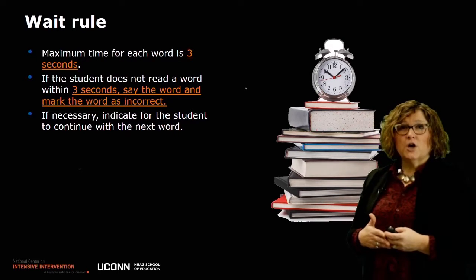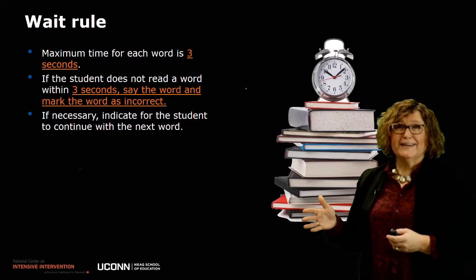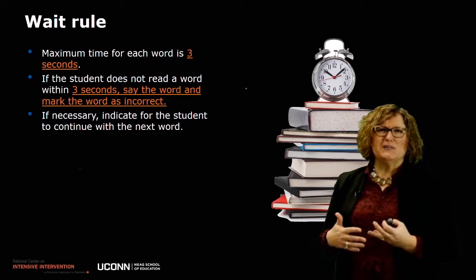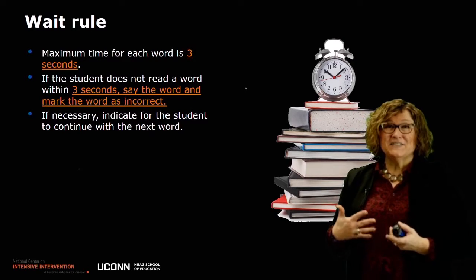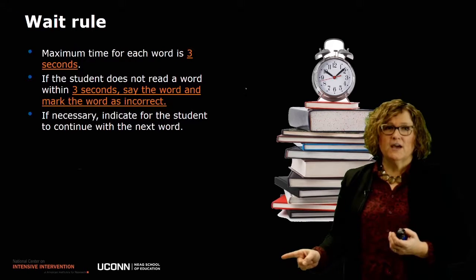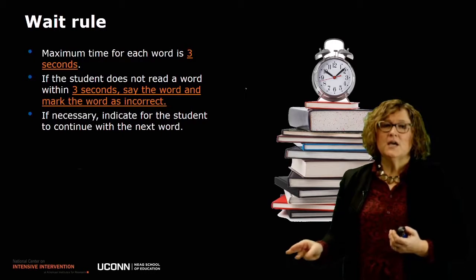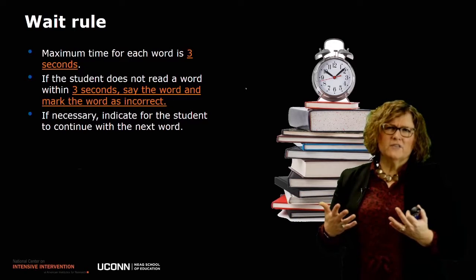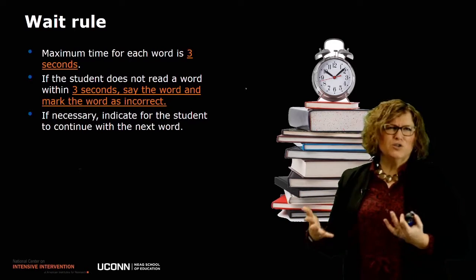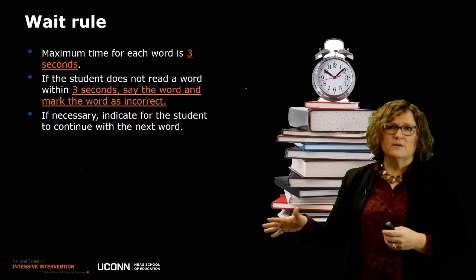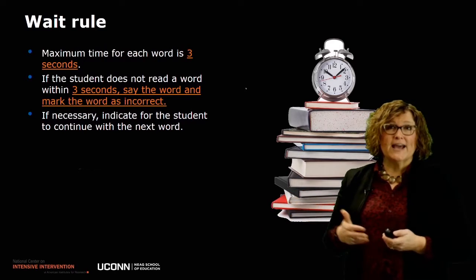As I mentioned a minute ago, the maximum time for each word is 3 seconds. So if they don't say a word within 3 seconds, you're going to say the word and then you mark it as incorrect. And sometimes it's hard to know, like, has it been 3 seconds? So if they're hesitating, I'd either count off to the side. You can sort of put your fingers and count 1, 2, 3. In your mind, you can be counting, 1,000, 2,000, 3,000. So you want to give them enough time to give it a try, but also you don't want them to hesitate too long. And in some cases, you actually have to point to where the word is that they need to try next.